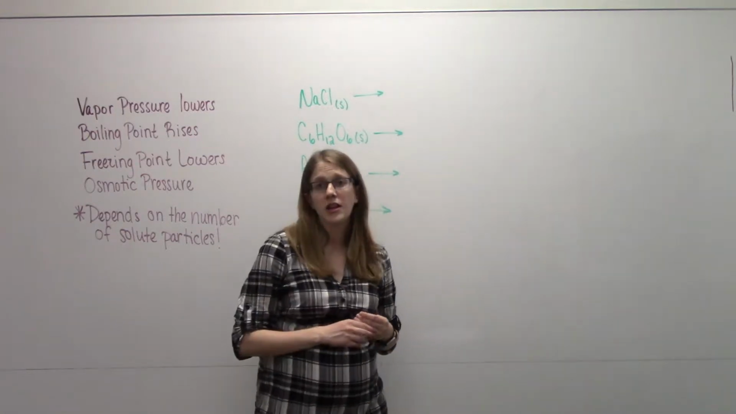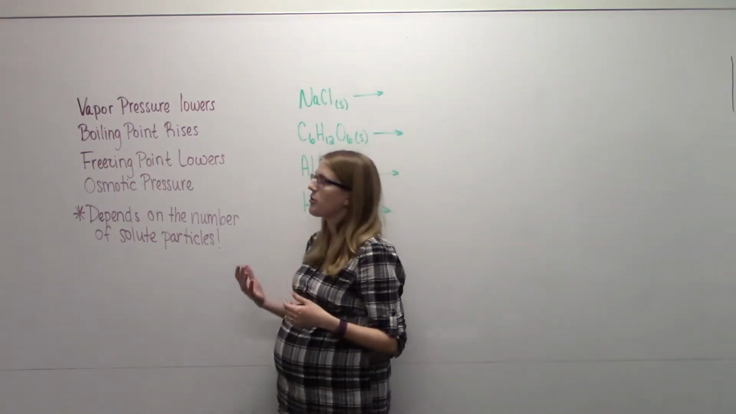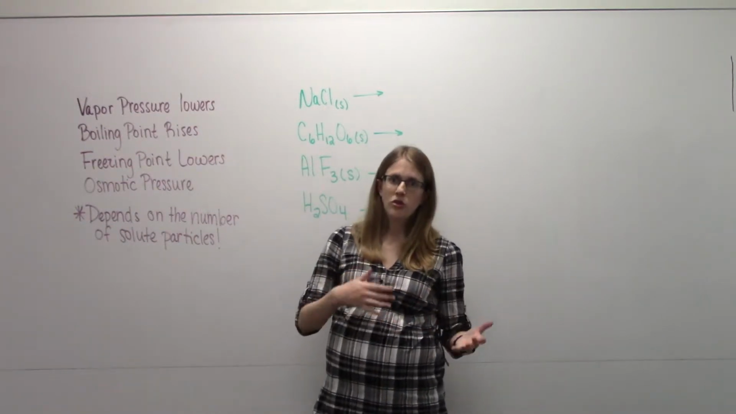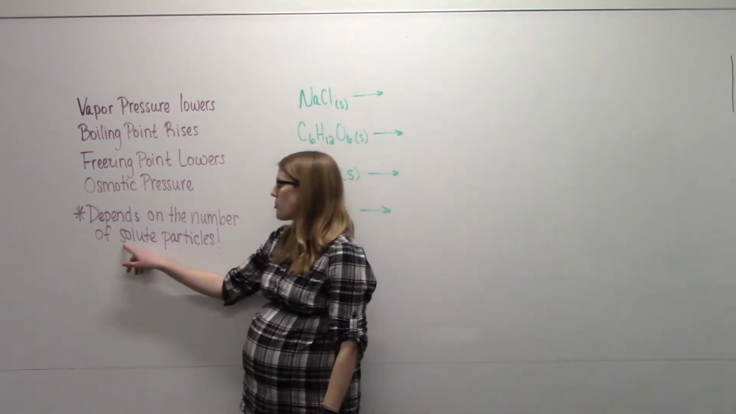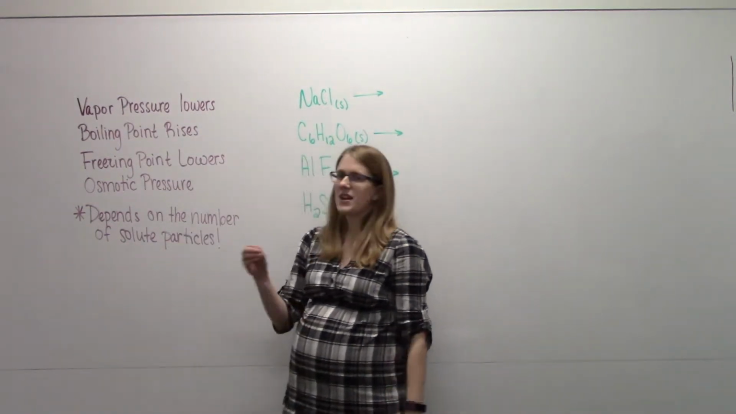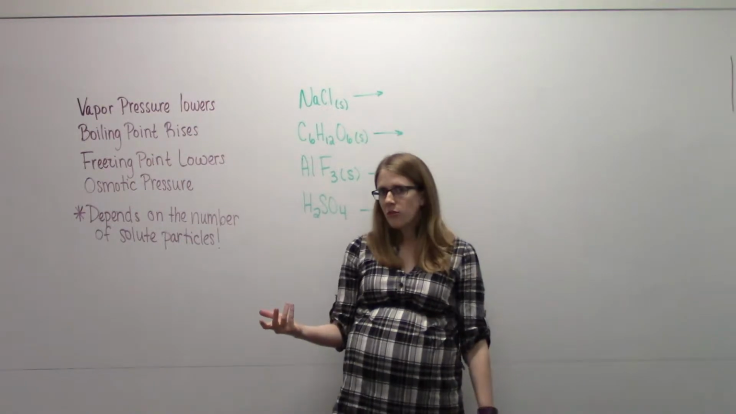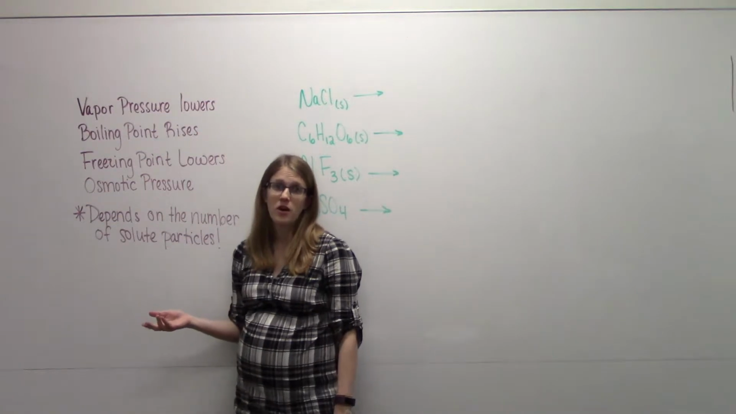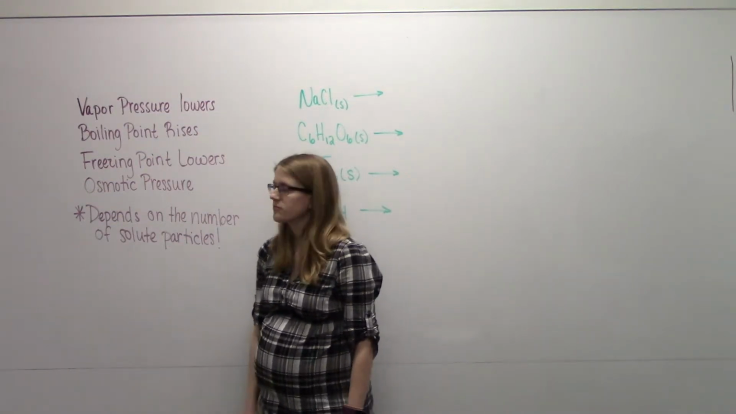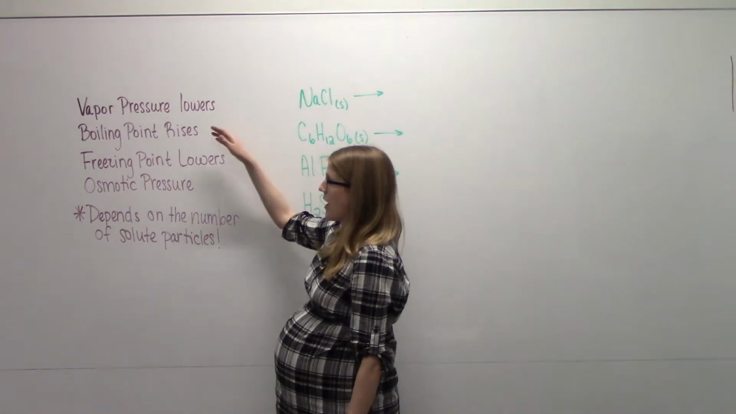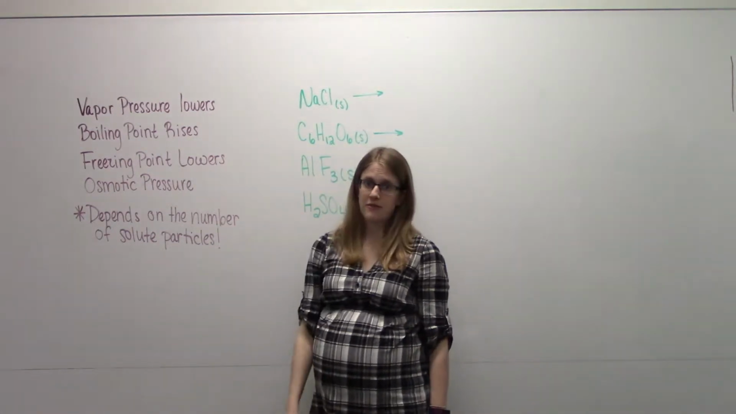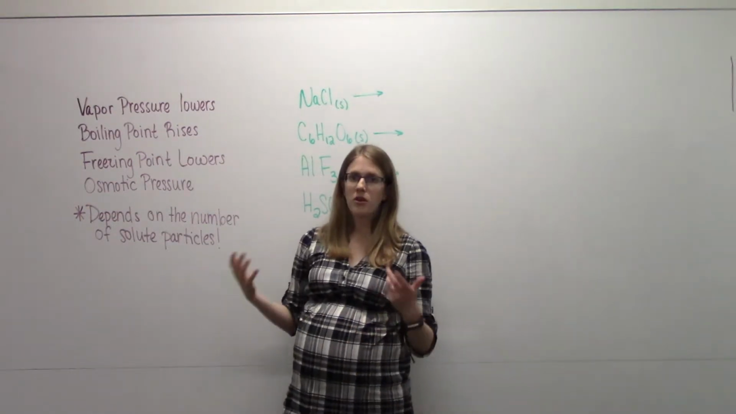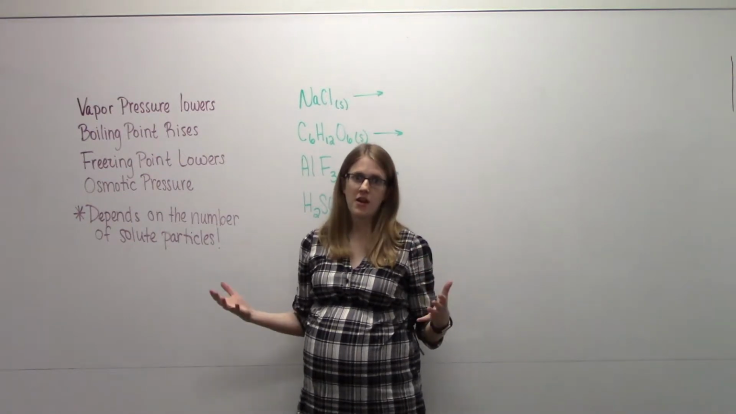So there are 4 colligative properties. And a colligative property refers to anything that changes based on the number of solute particles present. Now remember, solute refers to the substance that is dissolved in the solution, and we're usually referring to water. So if there's something dissolved in the water, it's going to affect its boiling point, and its vapor pressure, and its freezing point, and the osmotic pressure. So it depends on the number of solute particles. The more solute particles present, the bigger the effect.